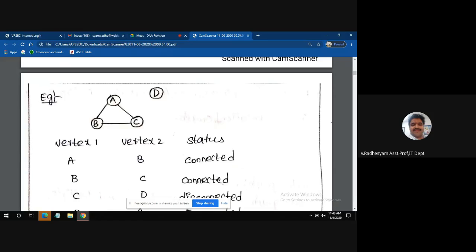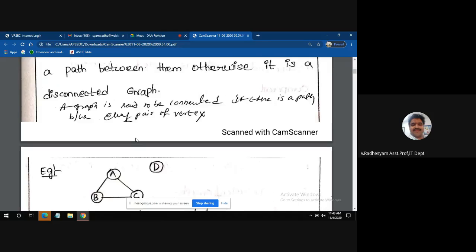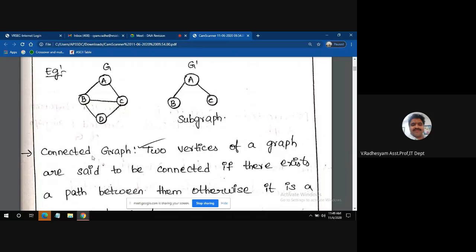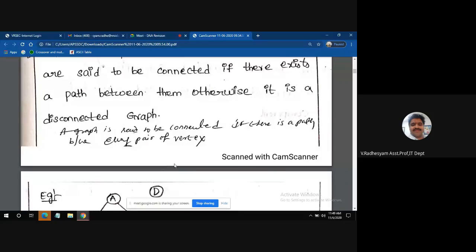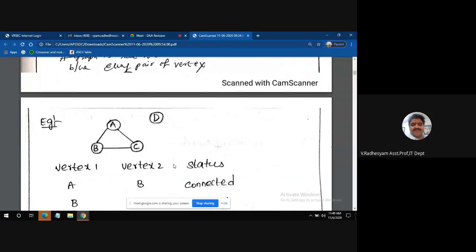I will repeat again. If there exists a path between any two vertices in the graph, then it is called a connected graph. Otherwise, it is called a disconnected graph. The example that I have explored now is a disconnected graph.